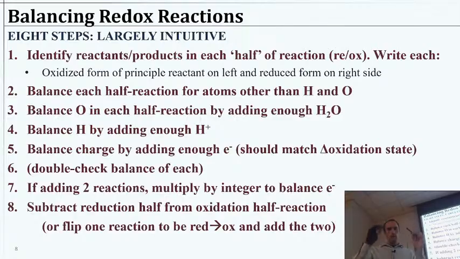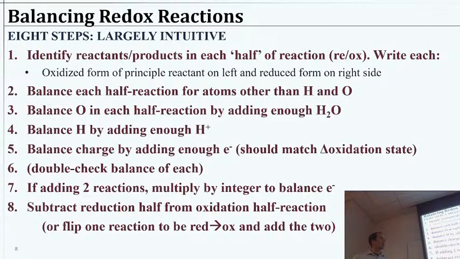Well, we have a nice set of 8 steps we can follow. First of all, we have to identify what's the oxidant, what's the reductant, and how we are describing each half of the reaction. Then, by convention, we write the oxidized form of each half on the left and the reduced form on the right.